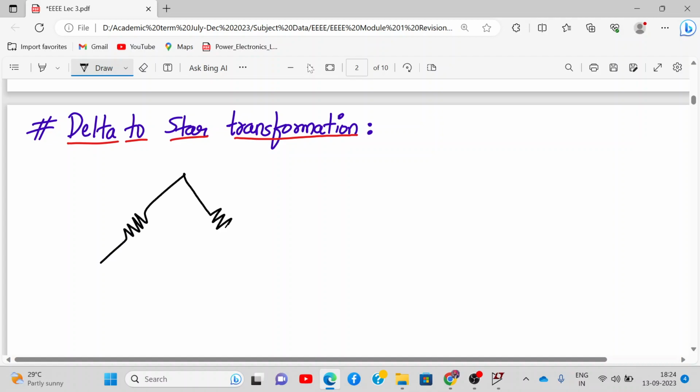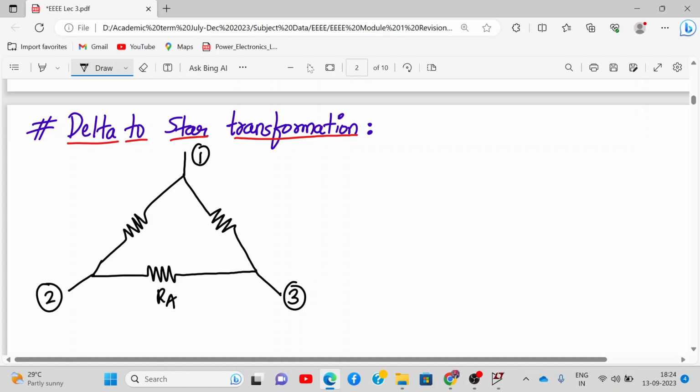So just like a triangle, like a delta. Okay, let me call these points 3, 1, and 2, and let me call these resistors RA, RB, RC. No need to remember this notation, just remember the concept. So this is my delta network, delta resistive network. Okay, and I need to convert it into star.